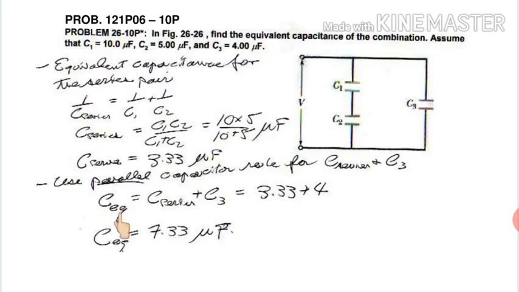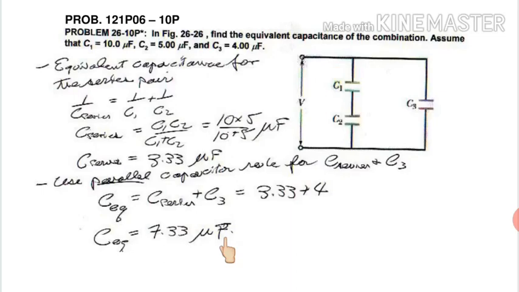So what will be the equivalent capacitance? It will be C series plus C3. C series we have already calculated. It is equal to 3.33 microfarad, and C3 is how much? It is given 4 microfarad in the question. So when we solve it, it will be 7.33 microfarad. So in this way we can easily calculate the equivalent capacitance of the given circuit diagram.